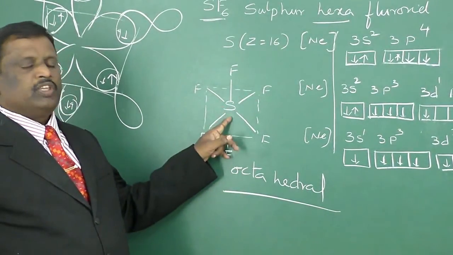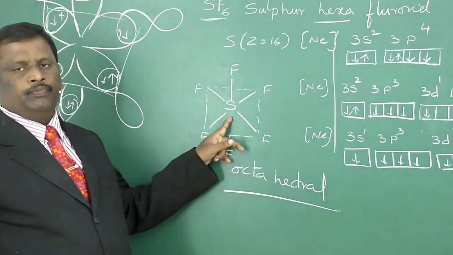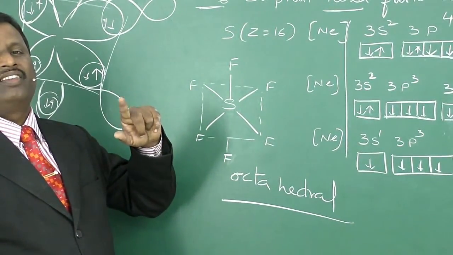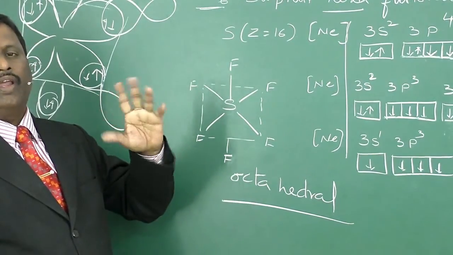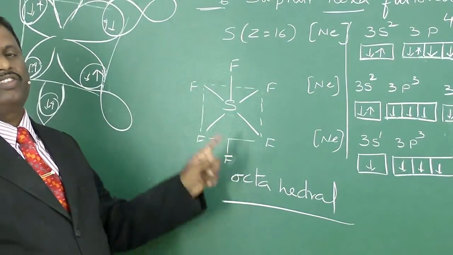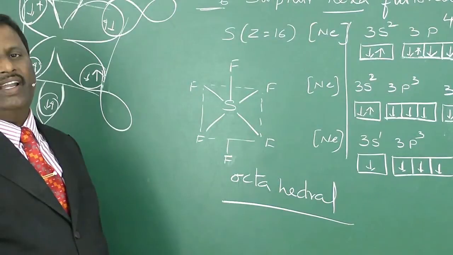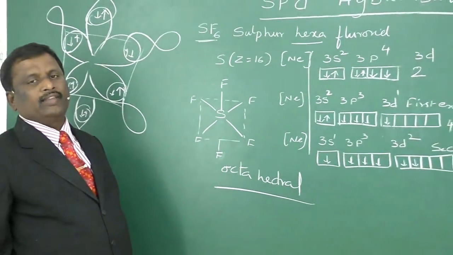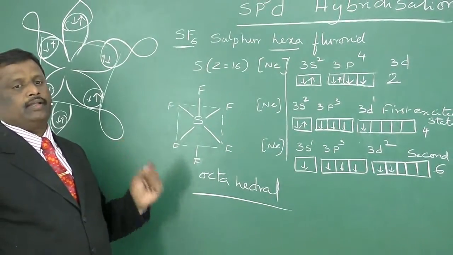Here also, in the valency shell of sulfur in the SF6 molecule, 6 pairs of electrons are there. That is 12 electrons, 4 electrons more than an octet. This is also an example of extended octet. This is another good example for extended octet.